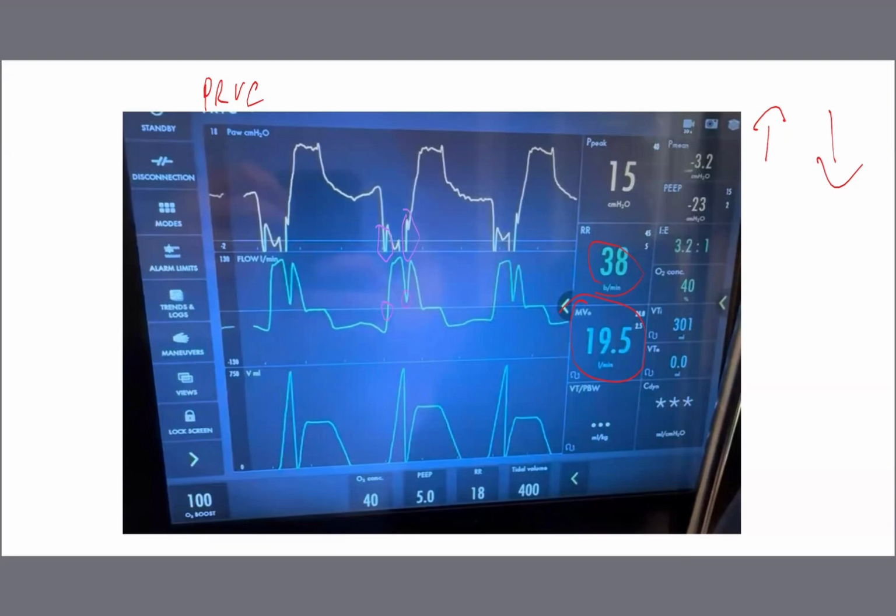A lot of the questions and comments and fixes that I saw were to increase the total volume. This patient's already getting, and this doesn't show it here because of how desynchronous it is, but if you look through the video again, some of the inhaled and exhaled volumes are 800 ml, right? They're 800 ml because the patient's double triggering, and we have the set total volume at 400. So if the patient triggers twice, the patient gets 800 ml.